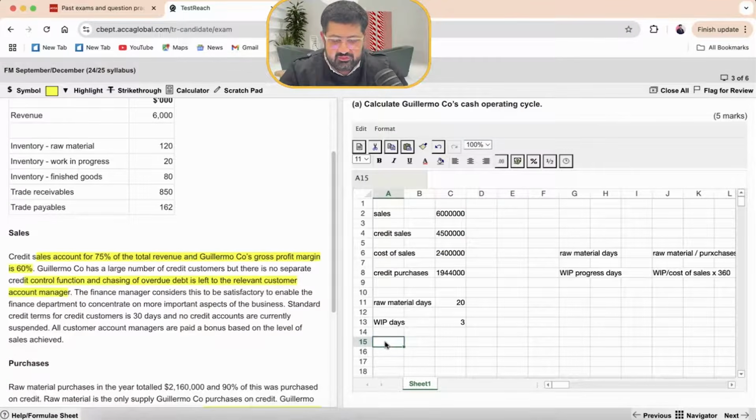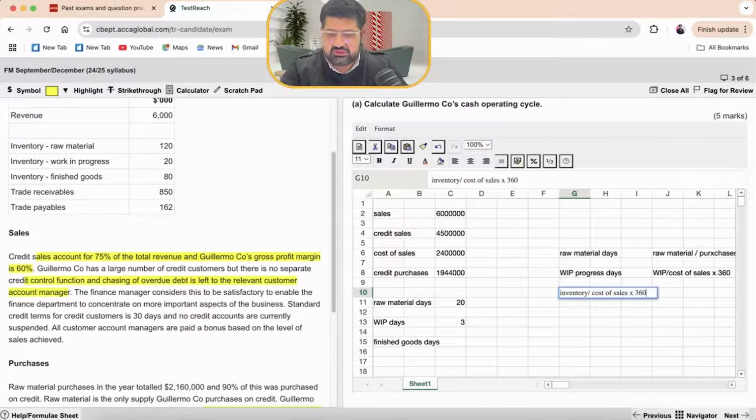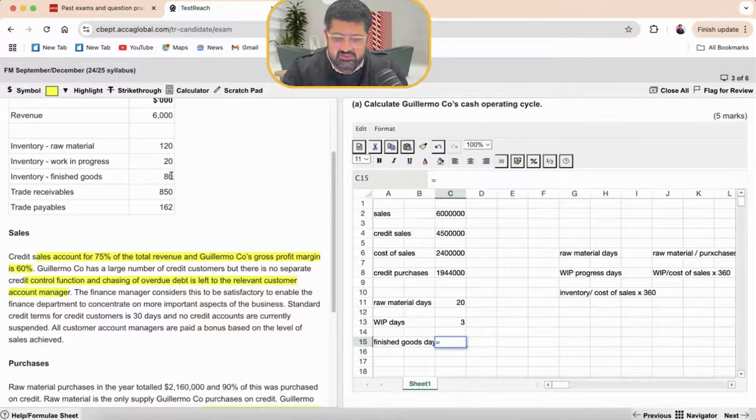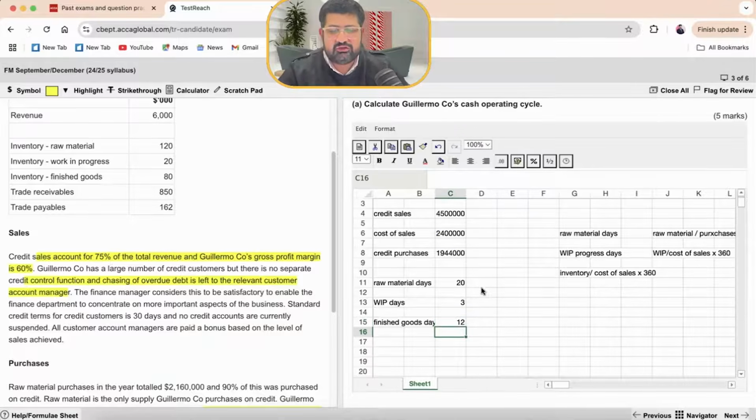Then is finished goods days. So finished goods days, how to calculate? That is the inventory over cost of sales into 360. So this is the formula for finished goods days. So finished goods 80,000 divided by cost of sales into 360. So here are the finished goods days.